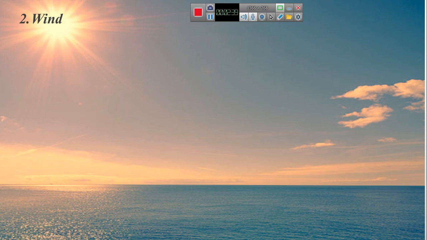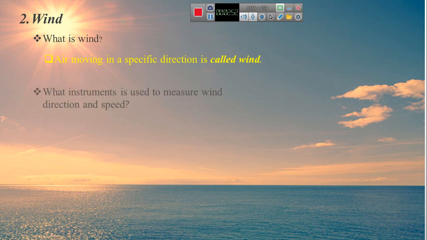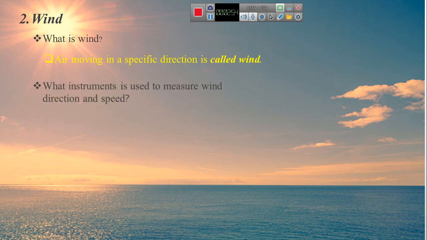Point 2, wind. What is wind? Wind is air moving in a specific direction, which we call wind. What instrument is used to measure wind direction and speed? Wind direction can be measured using a wind vane.